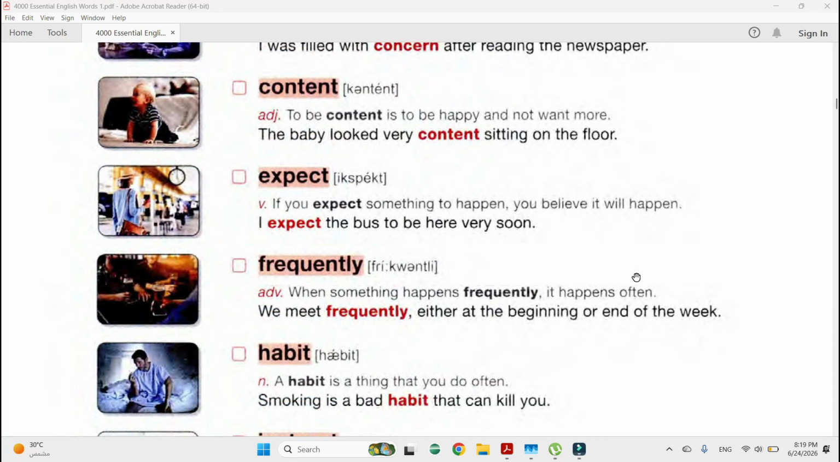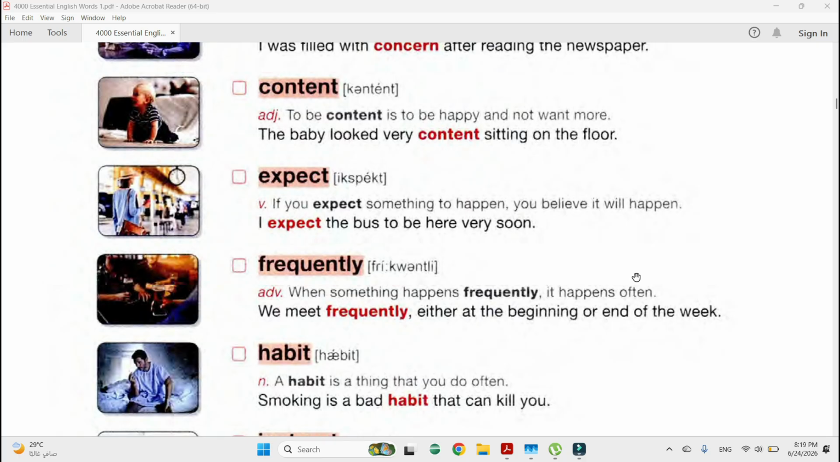Next word, content. To be content is to be happy and not want more. The baby looked very content sitting on the floor. Next word, expect. If you expect something to happen, you believe it will happen. I expect the bus to be here very soon.